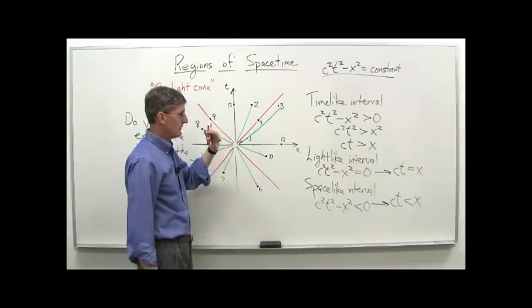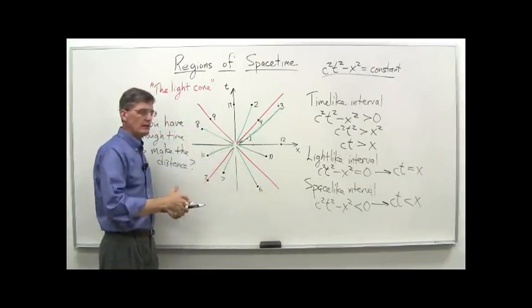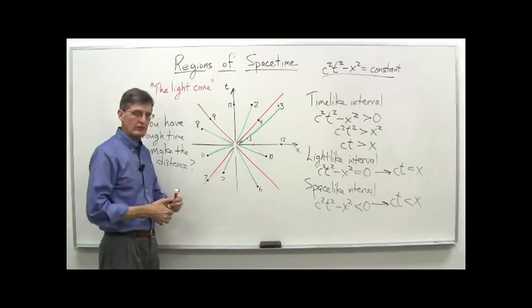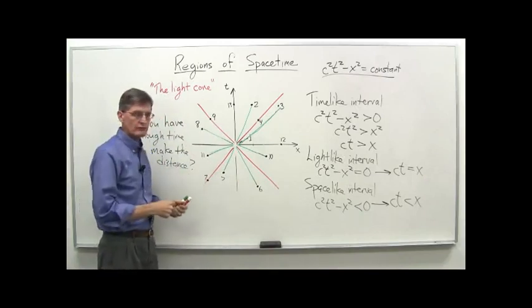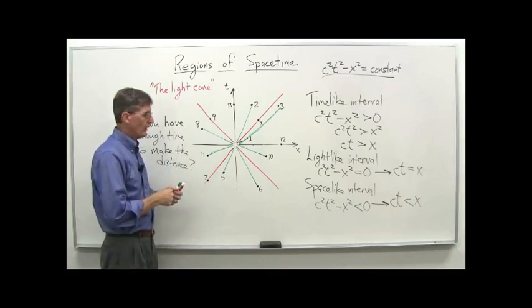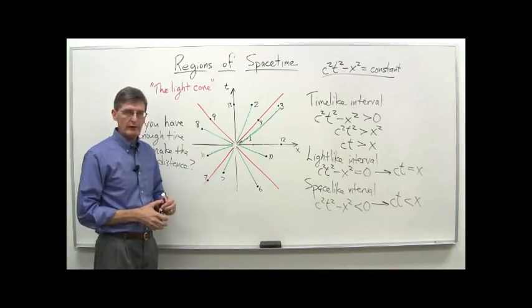Okay, so time-like intervals, light-like intervals, space-like intervals. This is another way to see the limitations that the special theory of relativity puts on us as we travel, in a sense, through space and time. And in the next few video clips, we're going to explore some other aspects of this.